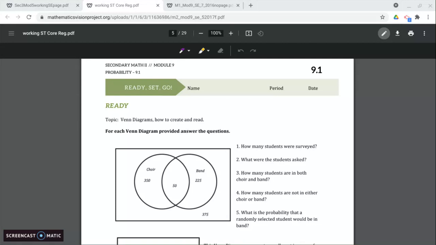Hey guys, welcome back. So we are looking at 9.1, so we're in chapter 9 now, To Be or Not To Be. What we're looking at here is Venn diagrams, how to create and read them. For each Venn diagram provided, answer the questions.